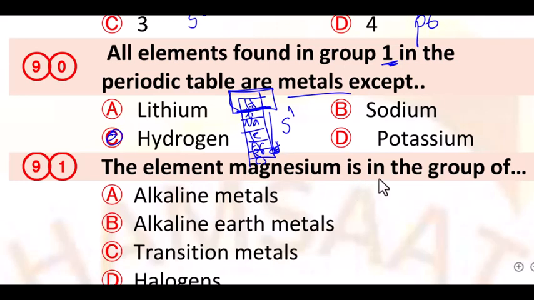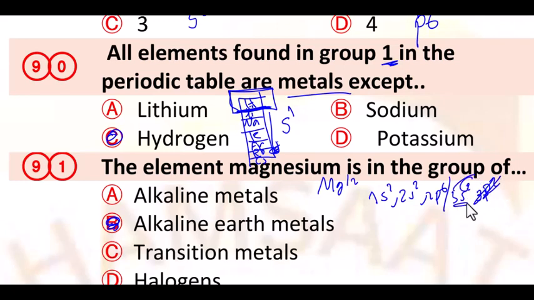The element magnesium is in the second group, the alkaline earth metals. Magnesium is 12, so if we write the electron configuration, 1s2, 2s2, 2p6, 3s2. Here 10 plus 2, it's 12, so we end in 3s2, which is group number 2, alkaline earth metal. What are the alkaline earth metals?